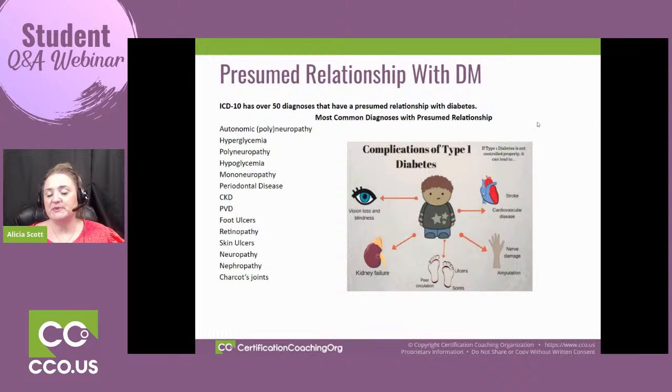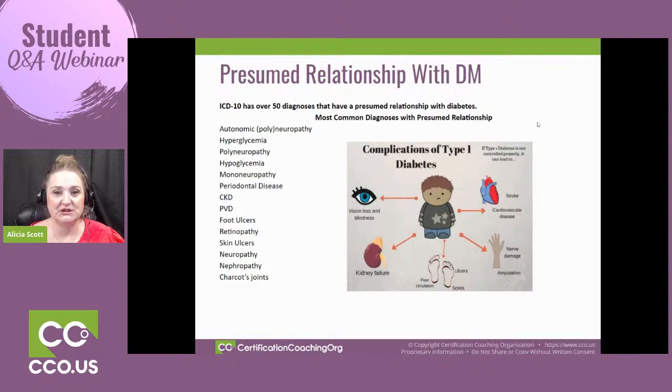I just picked out some of the main ones that are very, very common. As we said, diabetes affects all body systems. And I think it was 2017 that the guidelines changed. In the past, if we had diabetes and polyneuropathy, the provider didn't link it. It had to state diabetes with polyneuropathy. But now, since 2017, that causal relationship is assumed.